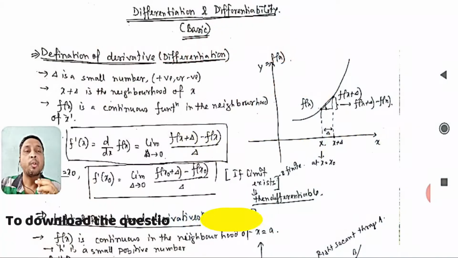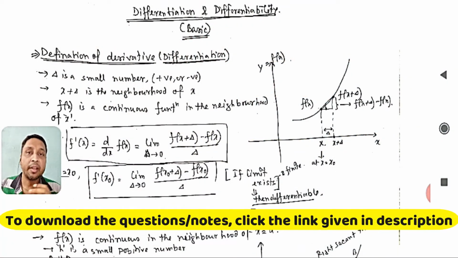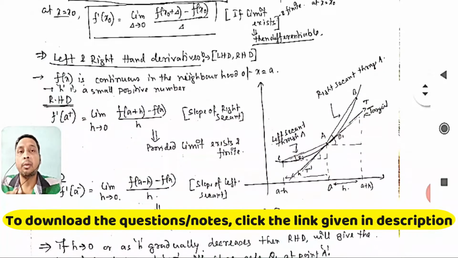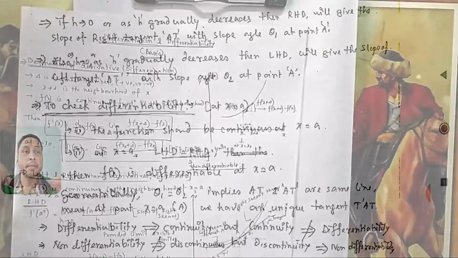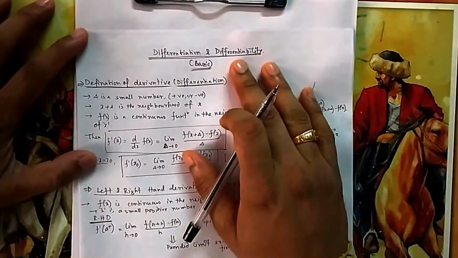Okay students, welcome you all to this new topic in basic level, that is differentiability. So in this lecture we will see what is the definition of derivative, differentiation, and how we say that a function is differentiable at a particular point A. Okay, then let's see this. So the topic is differentiation and differentiability.